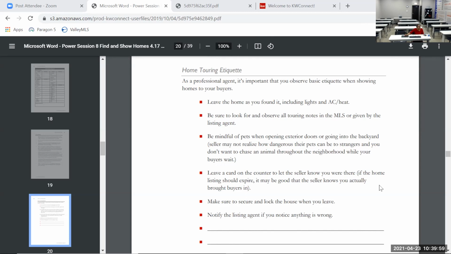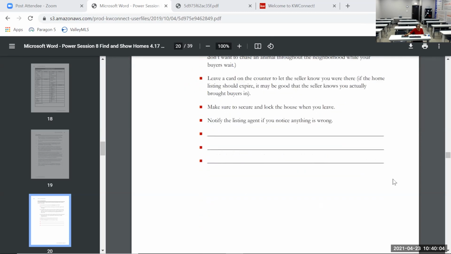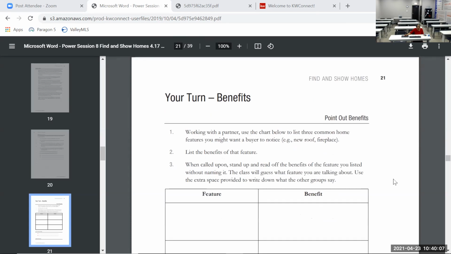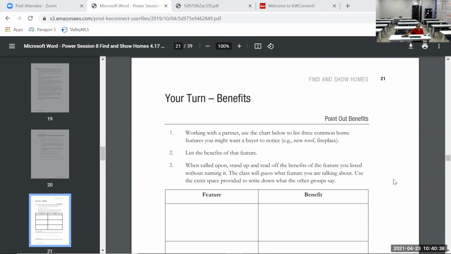So make sure to secure and lock the house when you leave, and notify the listing agent if you notice anything is wrong, like a door is unlocked or a window is open or something to that effect. I've gone into listings to show to my buyers, and when we got there, there were guns laid out on the table in one of the rooms. They were just guns laid out. We didn't even look at the house. I told my buyers, no, we're just going to leave, because we didn't want anything to come up missing and be accused, or have a sticky situation. But you want to leave the house the way you found it.